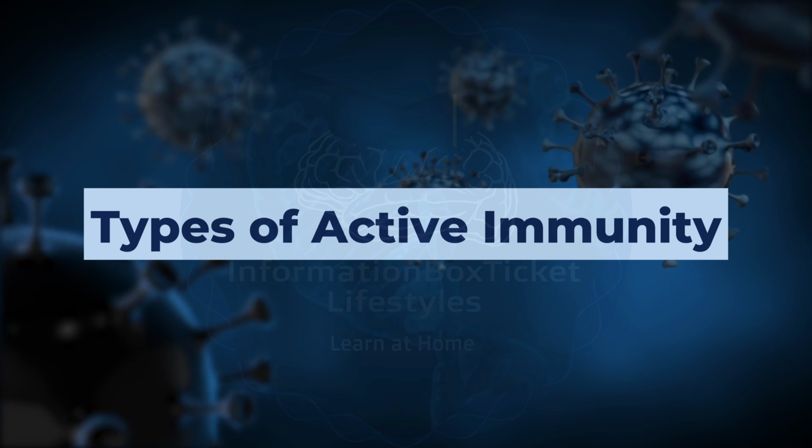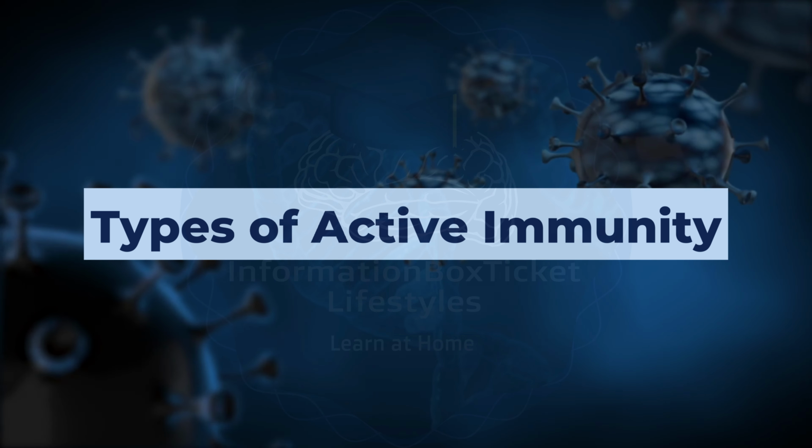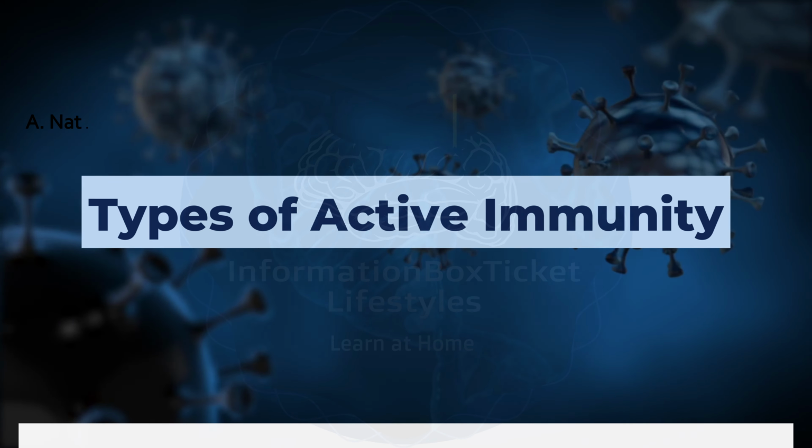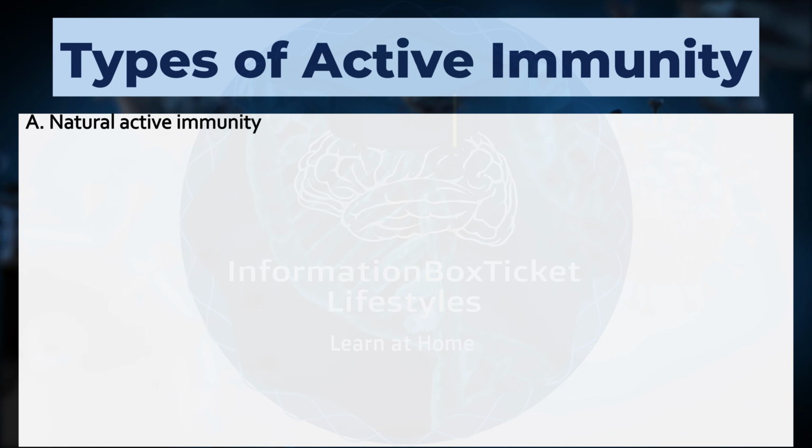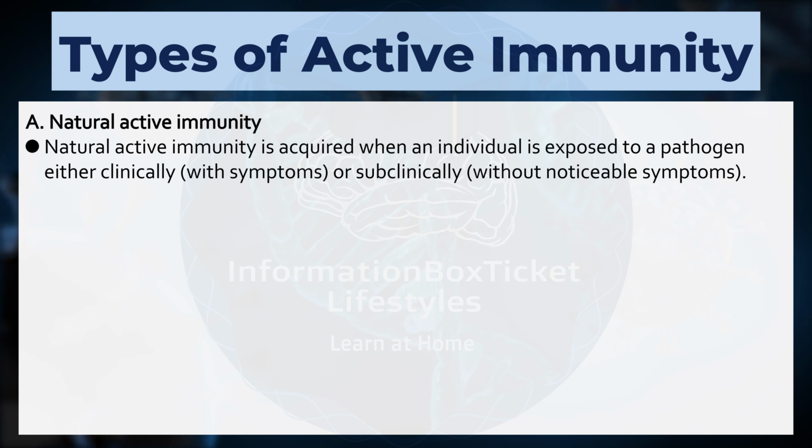Types of active immunity. A. Natural active immunity. Natural active immunity is acquired when an individual is exposed to a pathogen, either clinically with symptoms or subclinically without noticeable symptoms.